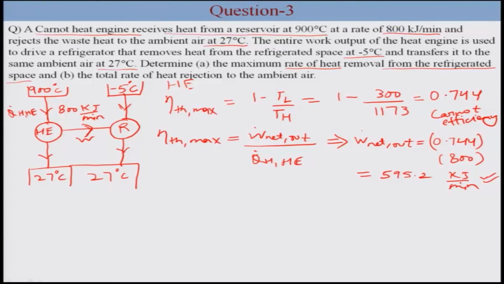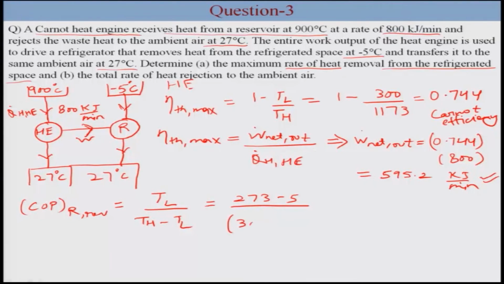The rate of heat removal from the refrigerated space will be maximum if the Carnot refrigerator is used. The COP of the refrigerator is TL divided by TH minus TL, and this is equal to, for a refrigerator, 273 minus 5 divided by 300 minus 273 minus 5. So this is equal to 8.375.